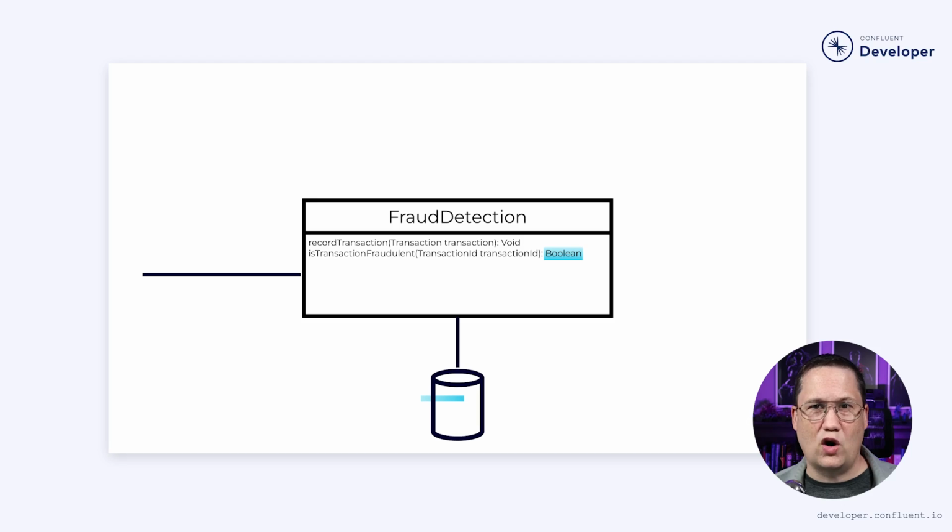But what if we haven't finished processing the transaction? In that case, the fraudulent status would be unknown. It turns out that a Boolean is insufficient in this case. We need a more complex fraud result object.